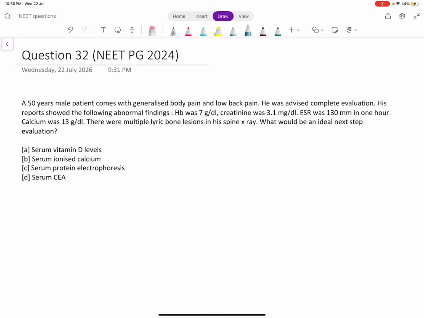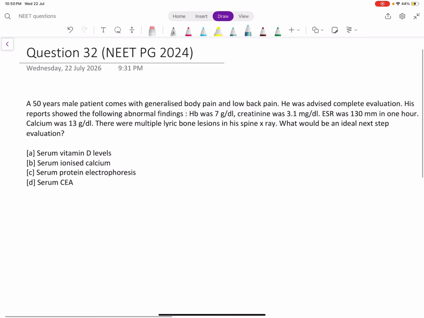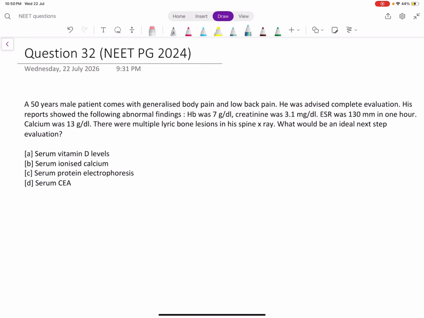So coming to the last question of NEET PG 2024 recall. This is a big question. We'll read the last line. What would be the ideal next step evaluation? So some disease has to be diagnosed and we have to tell what is the next step.